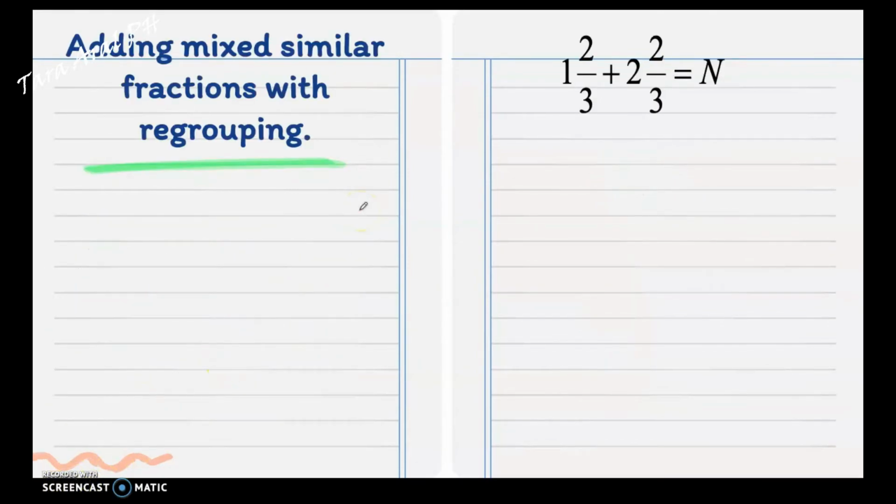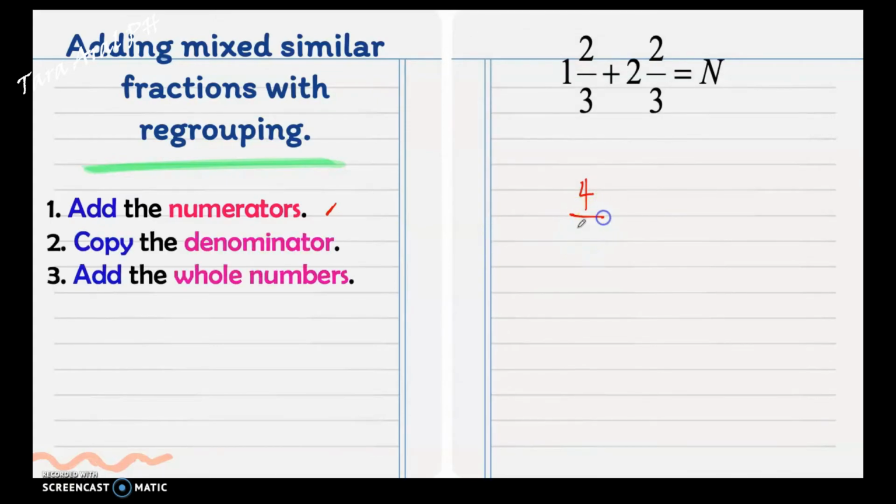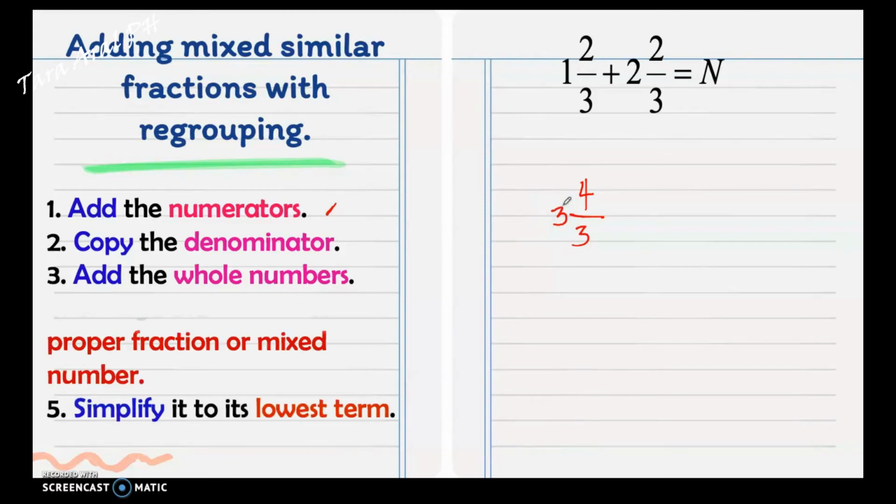Next is adding mixed fractions with regrouping. We have here the steps. Add the numerators. We have 2 plus 2 is 4. Then copy the denominator, which is 3, and add the whole numbers. Since this is a mixed number, we have 1 plus 2 is 3. Then, as you can see, the numerator is greater than the denominator, so we need to regroup by changing the fraction to a proper fraction or mixed number.